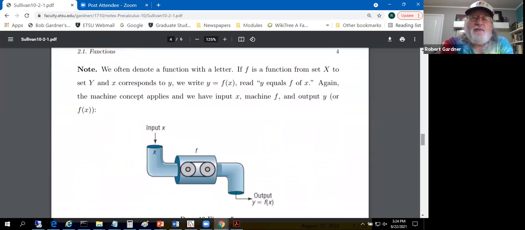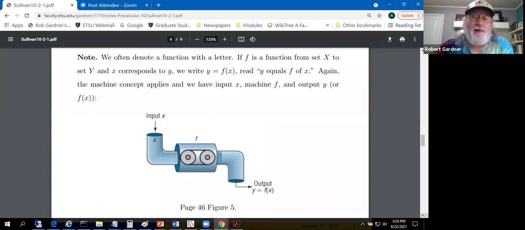Okay. We said, think of a function as a little machine. So here's a graphic of it. We often denote a function with a letter. If f is a function from set x to set y and x corresponds to y, we write, here's a notation I like, and no doubt you've seen before, y equals f of x. Read y equals f of x.